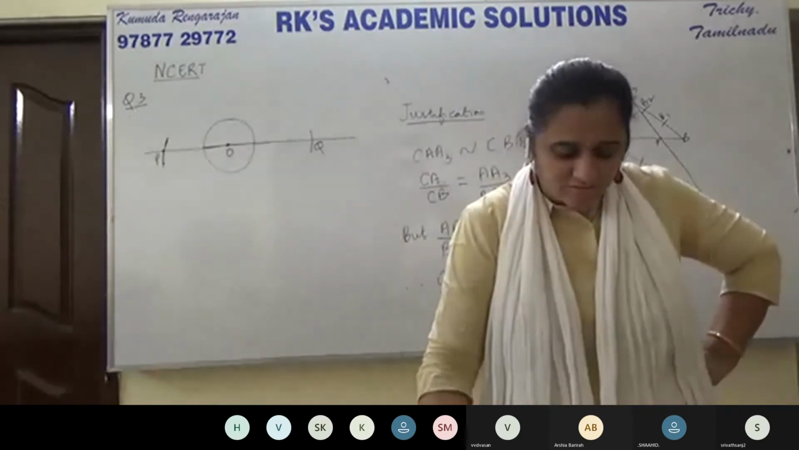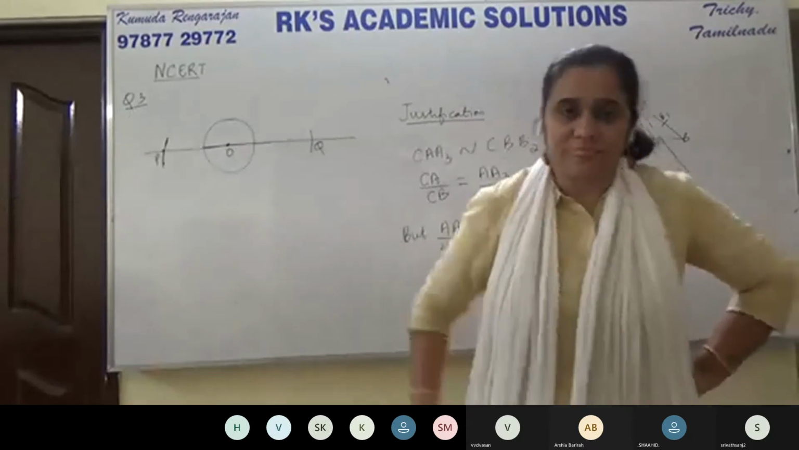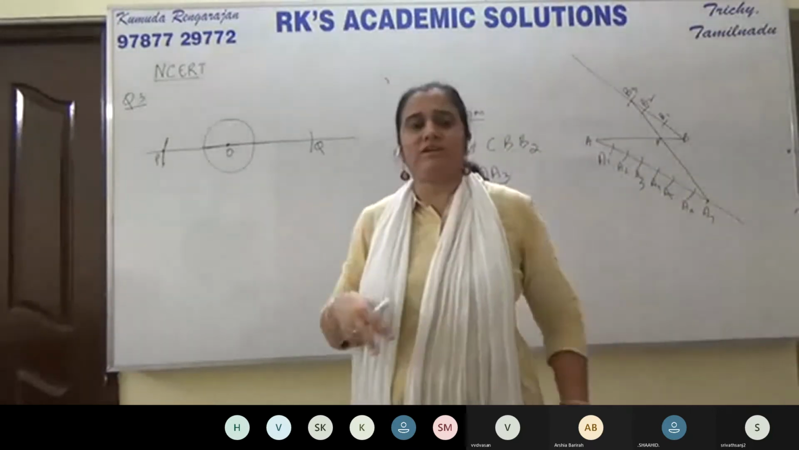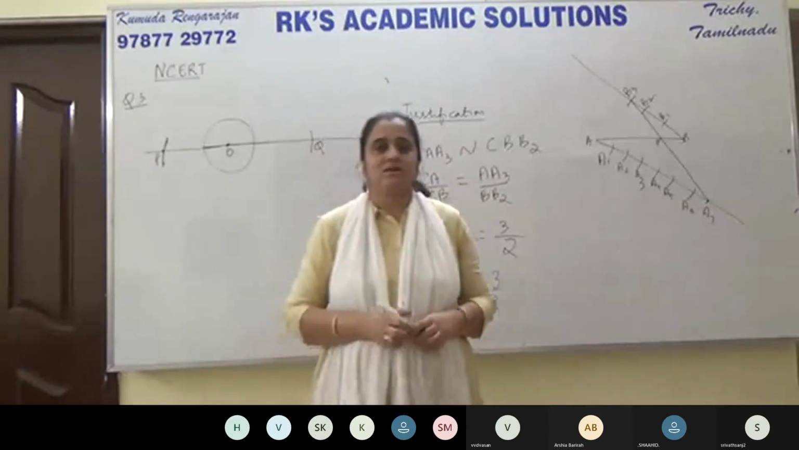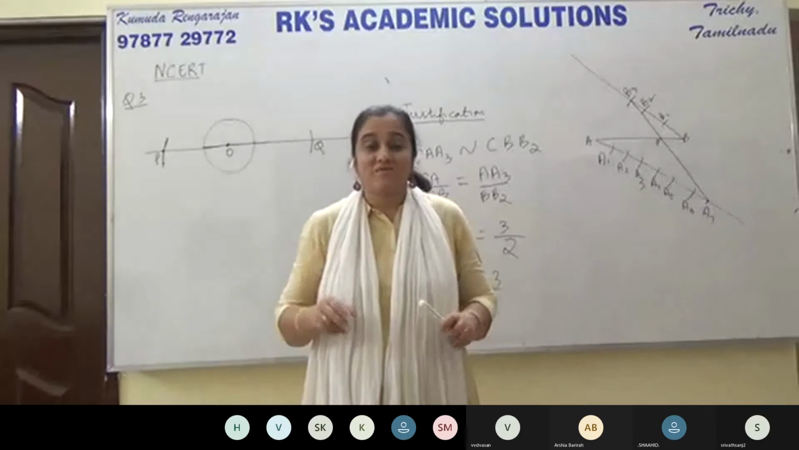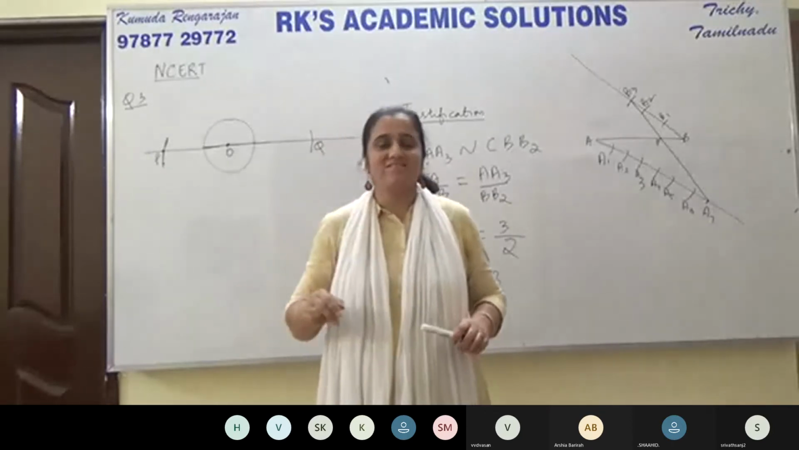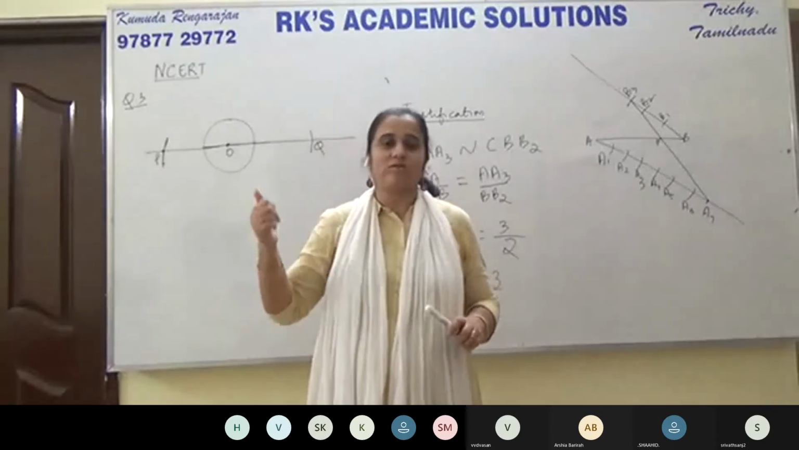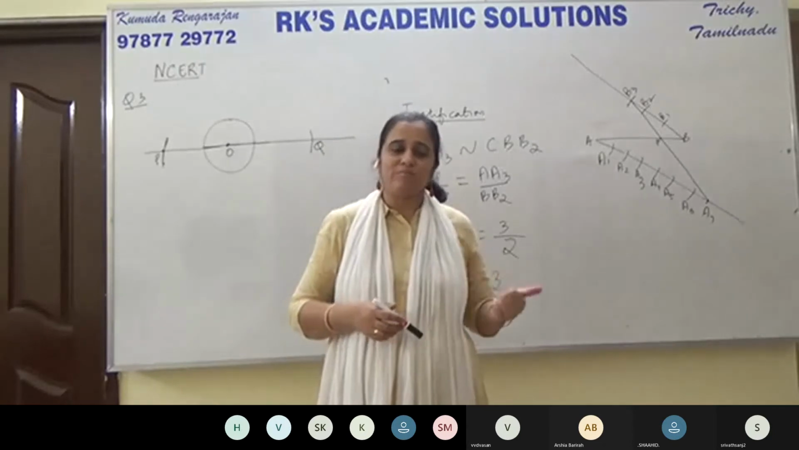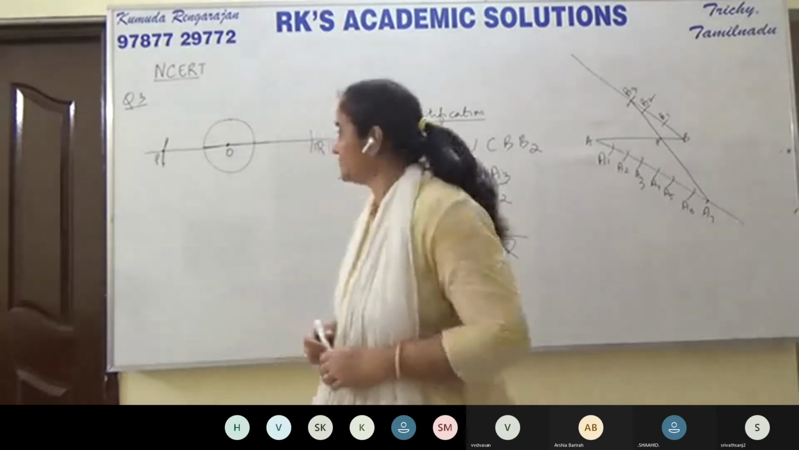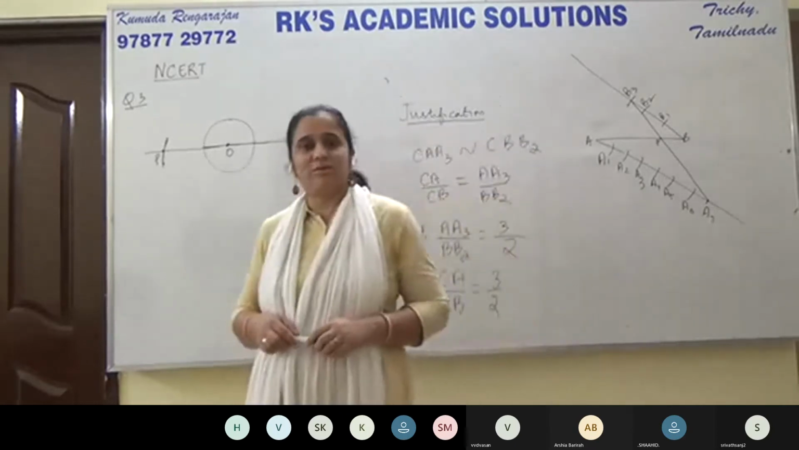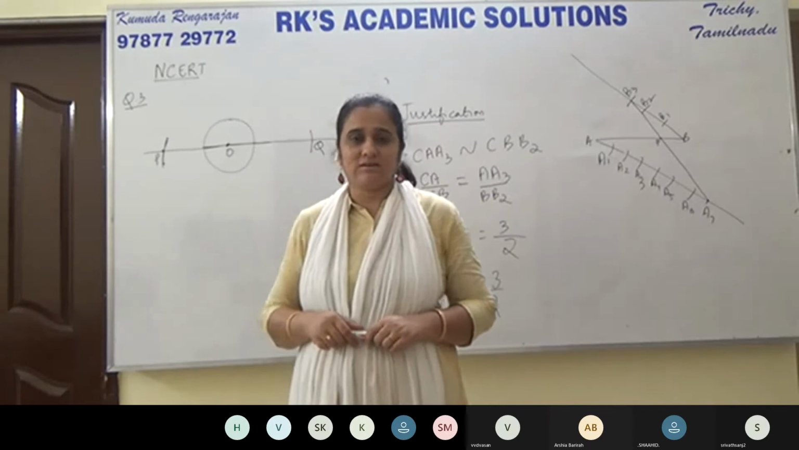Draw tangents to the circle from these 2 points P and Q. From an external point, we can draw 2 tangents to the circle. So from the point P, we need to draw the 2 tangents, and from the point Q also, we need to draw the 2 tangents. So in all 4 tangents: 2 tangents from P, 2 tangents from Q. Now how do we draw tangents from an external point to the circle?